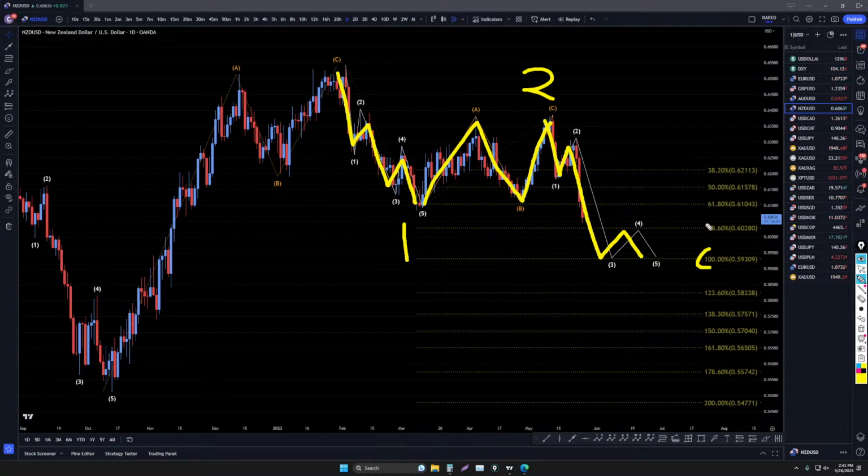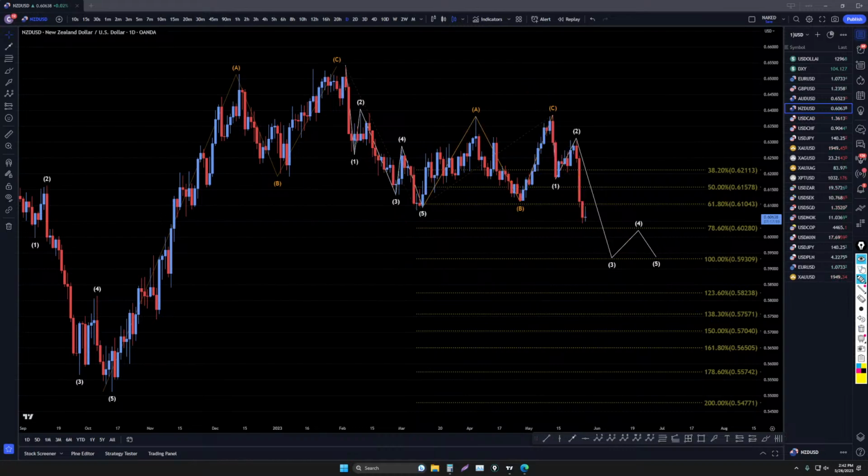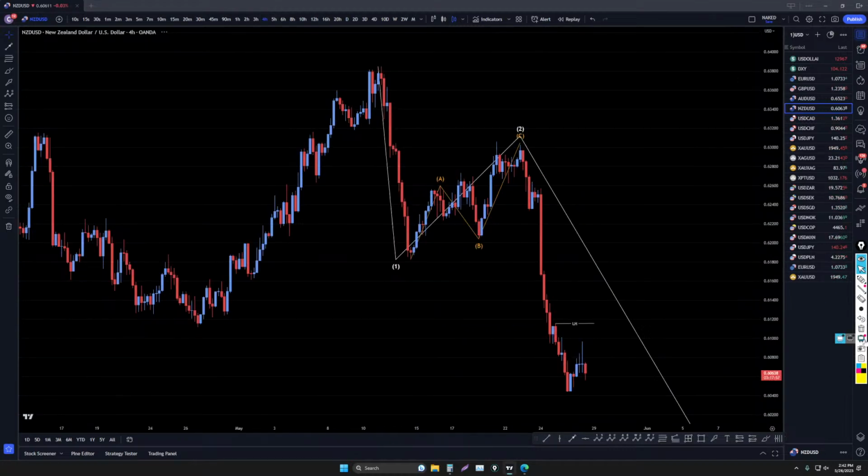Wave C is likely to end at one of these fibs. A wave 3 is likely to go down to one of these lower fibs. So either way, we should have a decent amount of downside potential still, and either way, we should just be able to continue to look for shorts on shorter time frames.